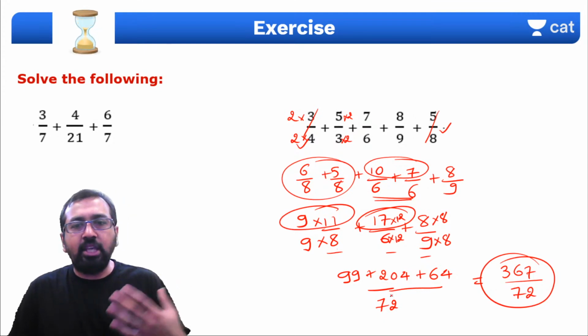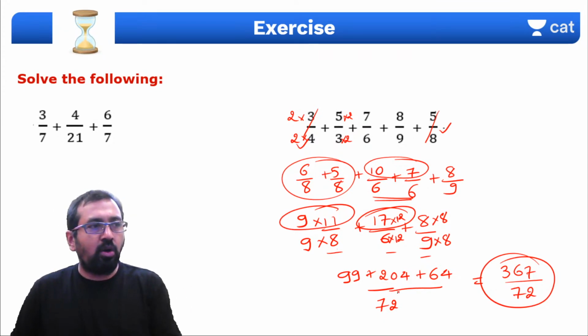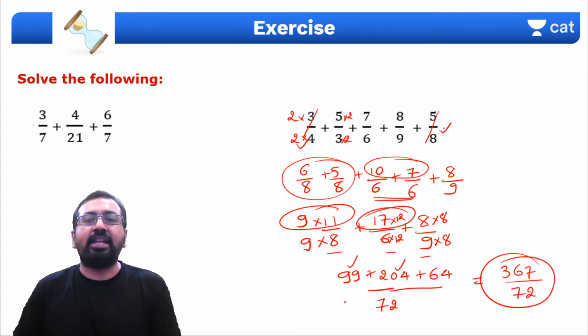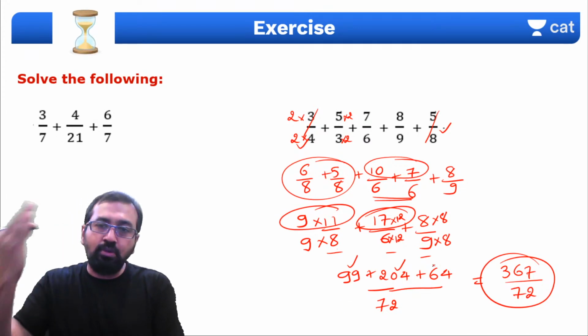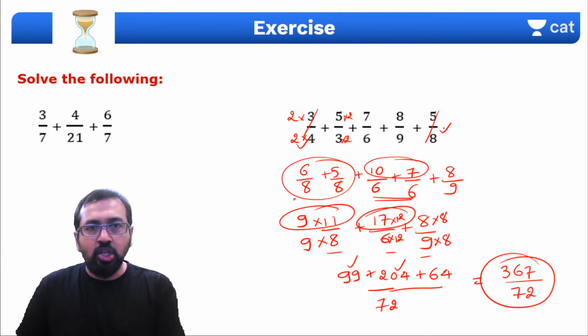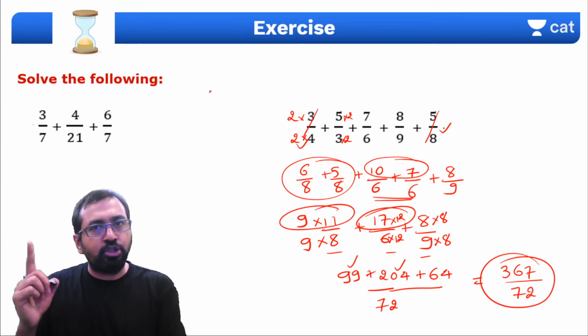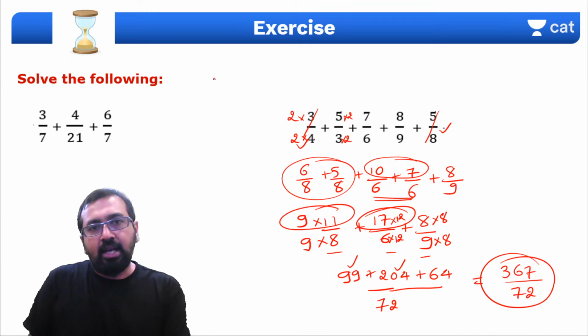Try to make your calculations faster. Okay, always. 204 plus 100, 304. So 99 should be 303. Plus 60, 363. Plus 4, 367. Right? But this has to happen quickly in your mind. Right? So when it comes to addition, let me give you a short trick for addition also.